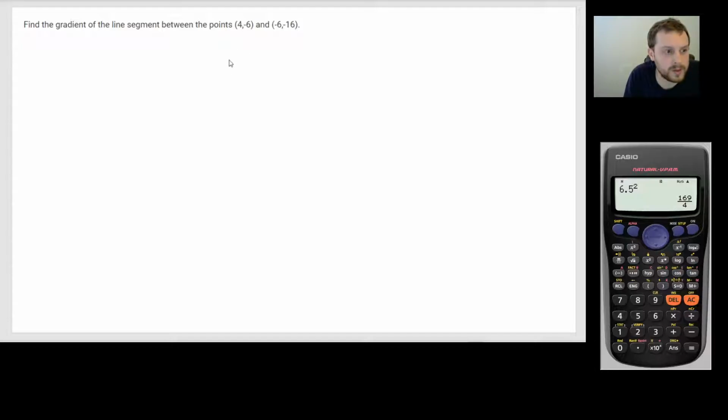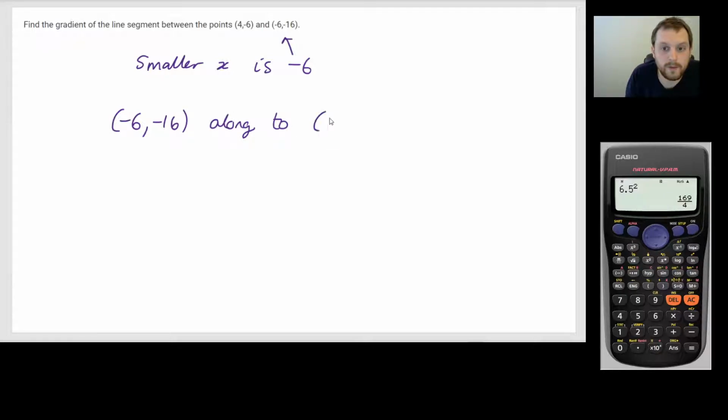Right, similar idea. How far along have we gone? What you want to do is put the smaller number first in the x's. So the smaller x number is actually -6 out of these two, isn't it? -6 versus 4. So I'm actually going to go from -6, -16 along to 4, -6. So the question is how far along have I gone from -6 to 4? So I start at -6 and I go how far to get to 4? So it's 10 along.